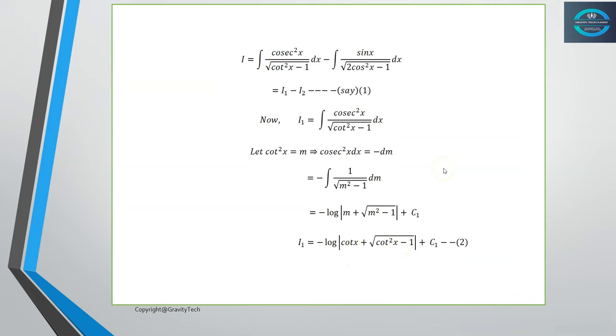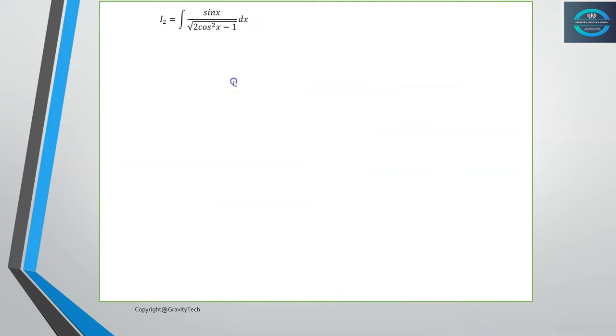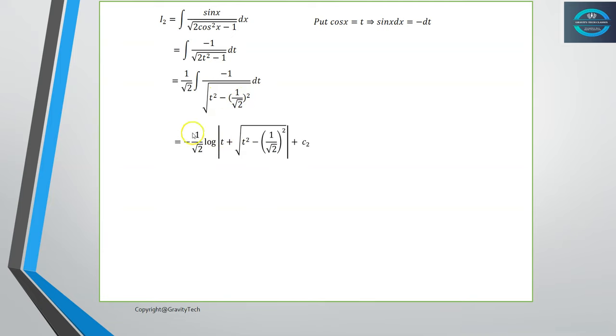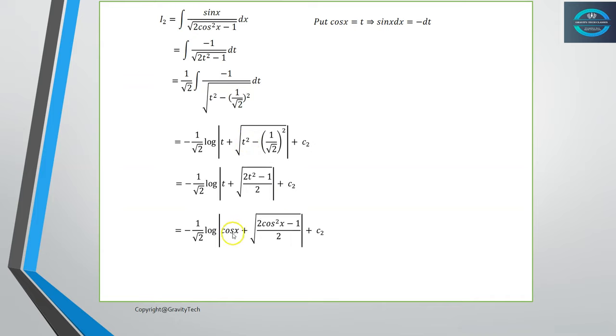What is I2? sin x upon under root 2 cos square x minus 1, right? This is I2. Now for I2, put cos x is equal to t. So sin x dx will be what? Minus dt. So minus dt upon under root 2t square minus 1, right? Take under root 2 out: 1 upon under root 2 times dt upon under root t square minus half, that is t square minus 1 by under root 2 whole square, right? Now there is a formula for this. So minus 1 by root 2 log of t plus under root t square minus 1 upon 2. Repeat the value of t, cos x, so under root 2 cos square x minus 1. This is I2.